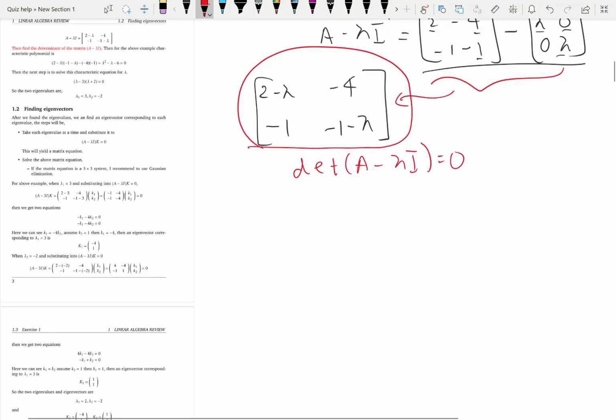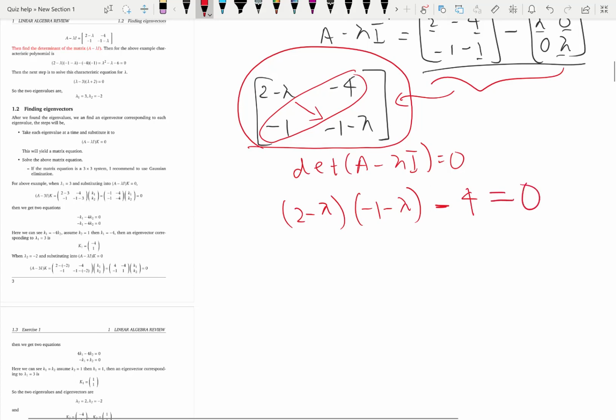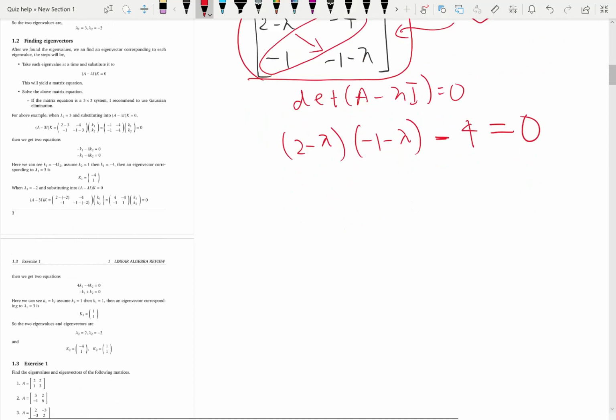So let's find the determinant of a 2 by 2 matrix. You first multiply these two: 2 minus lambda, -1 minus lambda. Subtract the multiplication of these two: -4 times -1 is 4. So this is equal to 0. Alright, so now the next step is to simplify this expression.